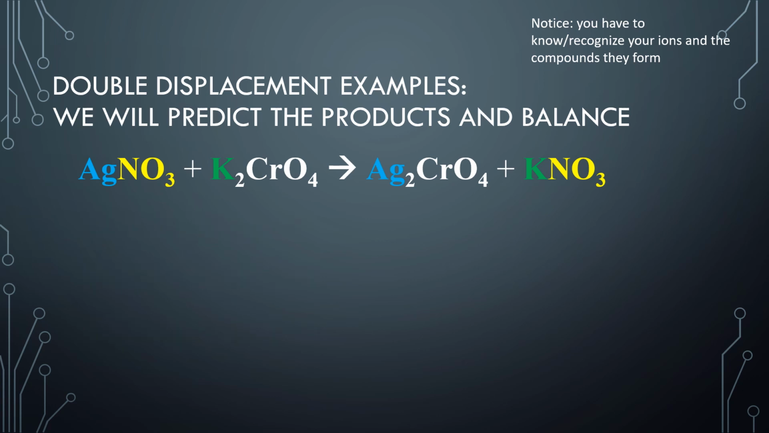So I have Ag. It's usually 1 plus. NO3 is 1 minus. K is 1 plus. CrO4 2 minus. You'll notice over here on the other side, I decide to keep my cations in the same place. And then I just flip my anions, gentlemen. That's all I'm doing.